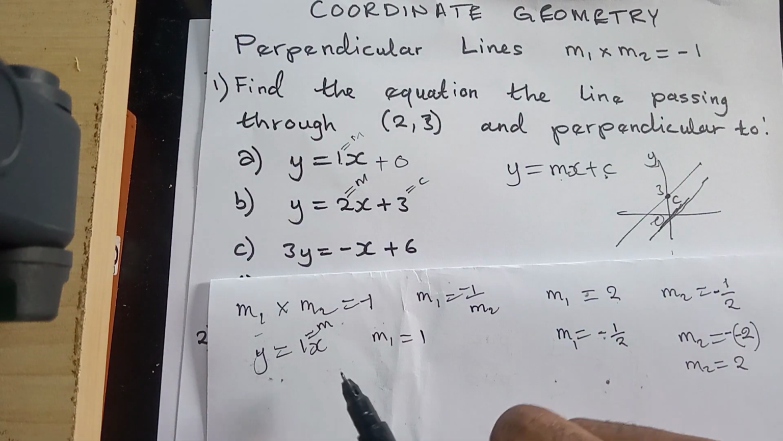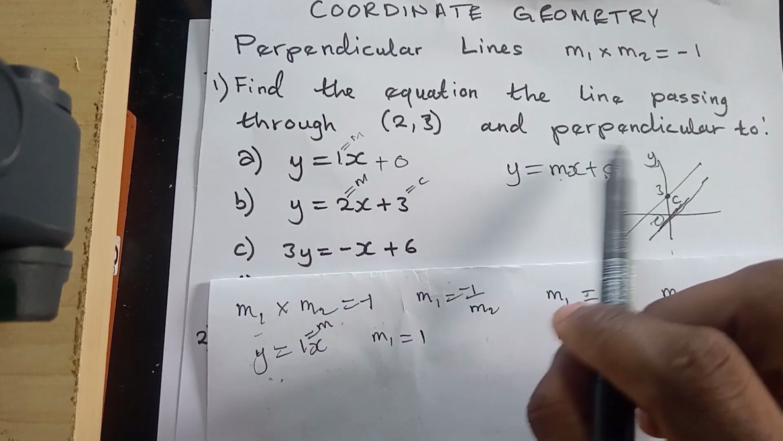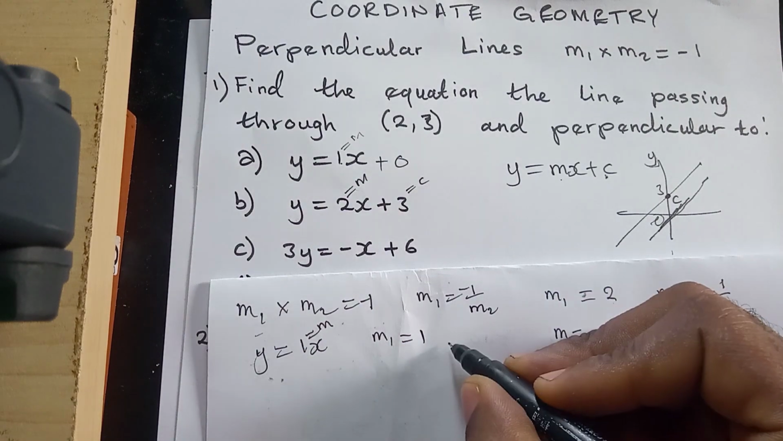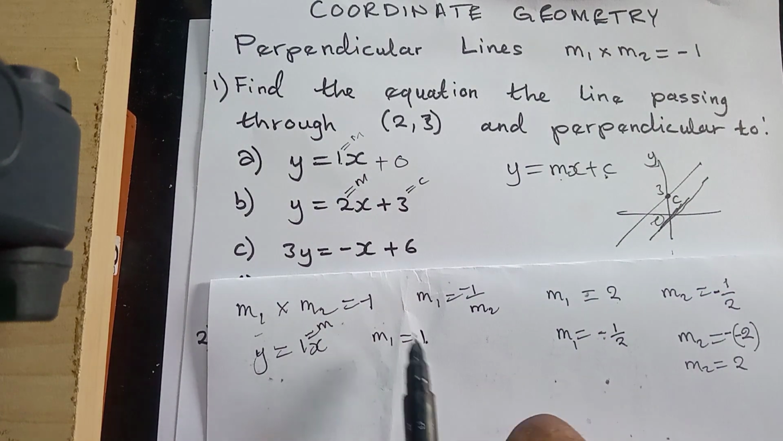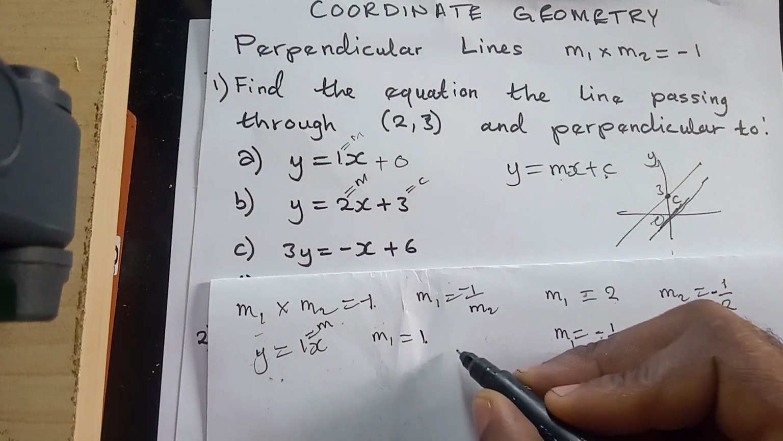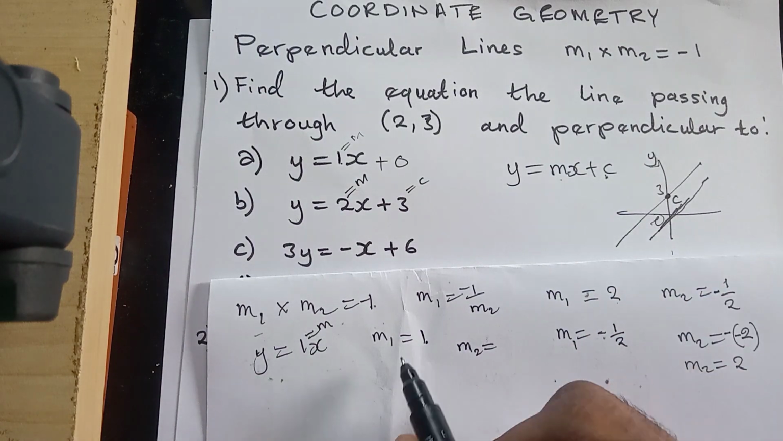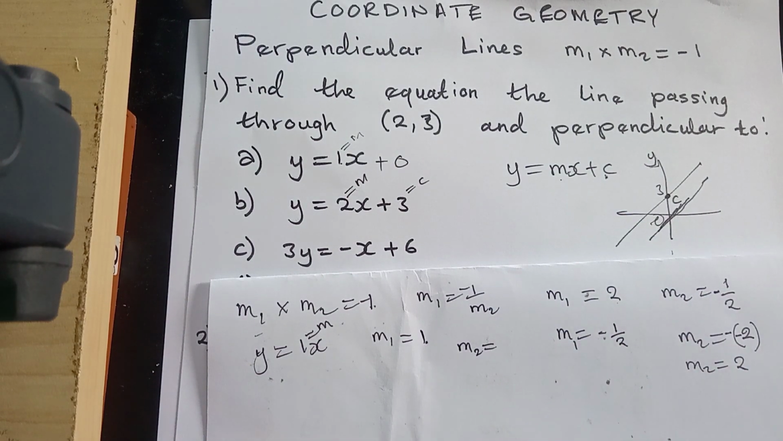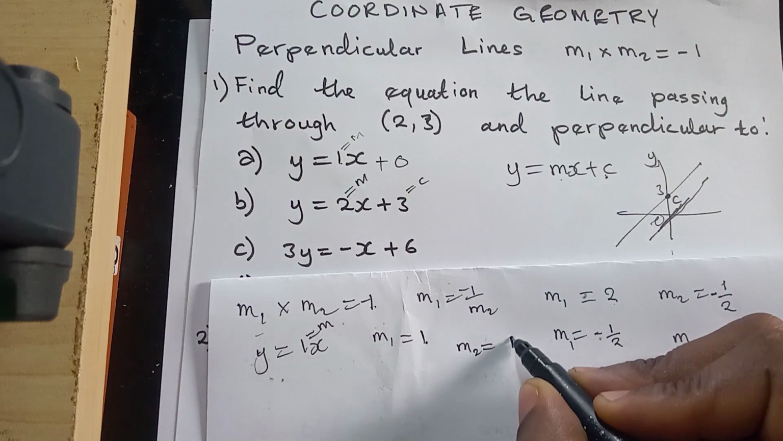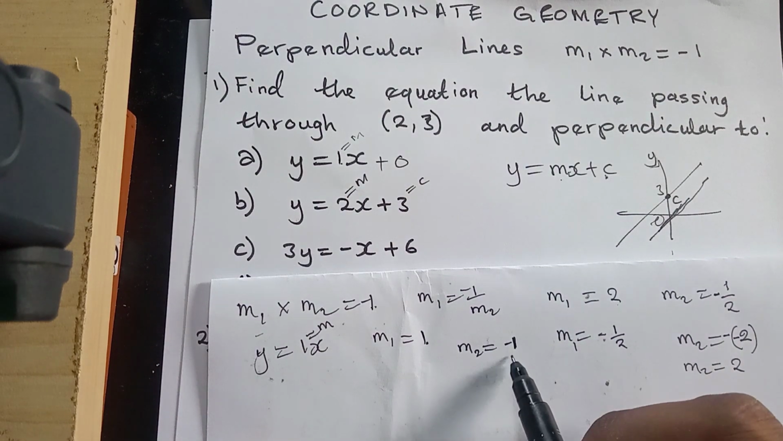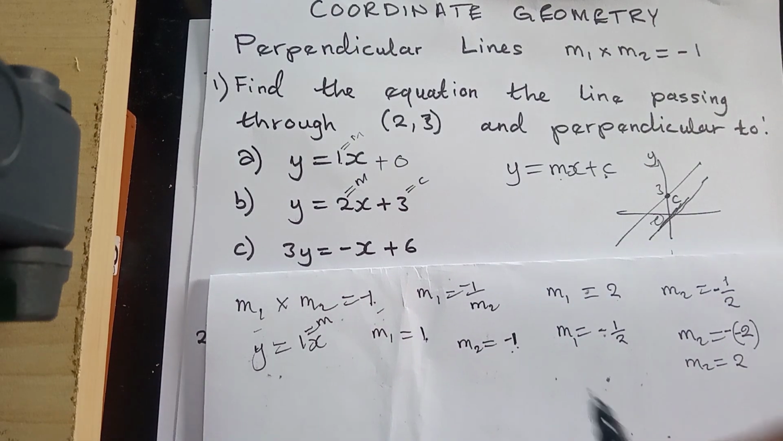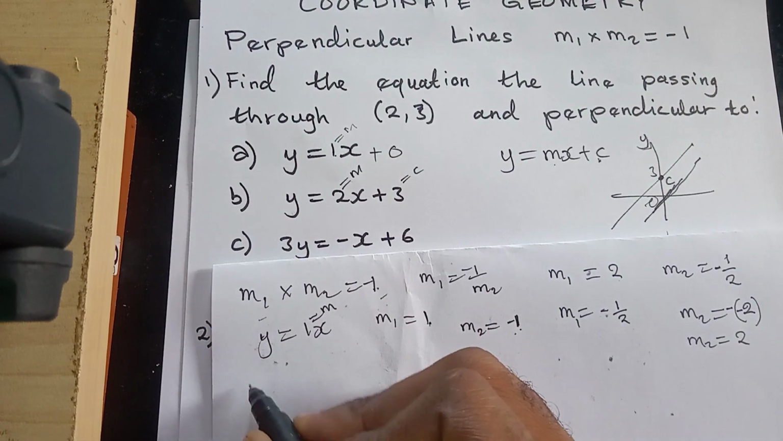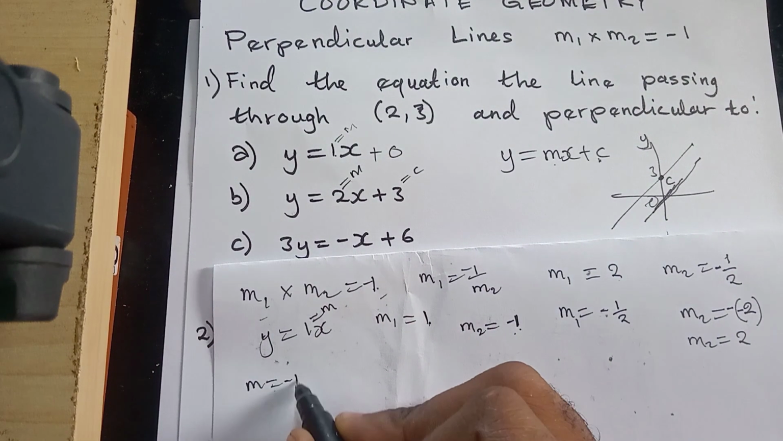So to find the gradient of the line perpendicular to this, you know that you want a number which, when multiplied by this, will give you -1. So that number, m2, is the negative reciprocal of 1. But we know that the reciprocal of 1 is 1. So you just negate it and you have your gradient. Because 1 times -1 is -1. So we have the gradient, m is equal to -1.